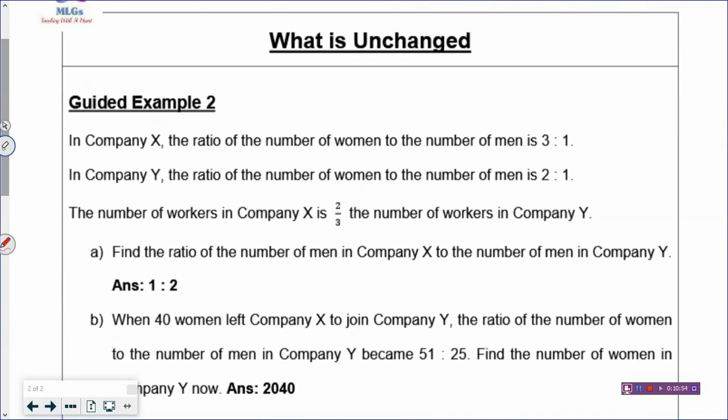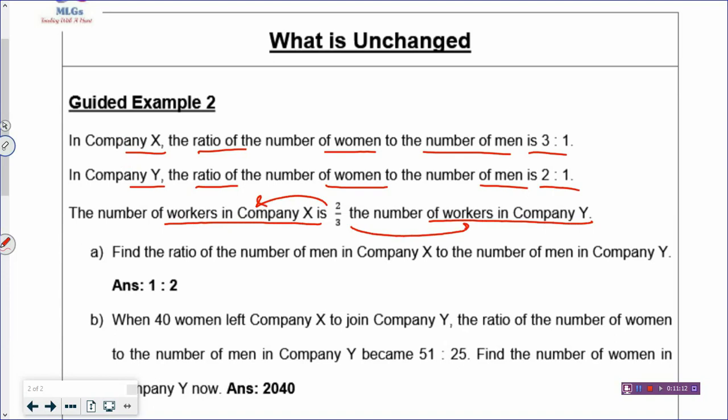Now in company X, the ratio of women to men is 3:1. In company Y, the ratio of the women to men is 2:1. And the workers in company X is 2 thirds the workers in company Y. So which means that when you draw the model, there are 2 boxes of workers in company X and 3 boxes of workers in company Y. So find the ratio of the men in company X to the men in company Y.